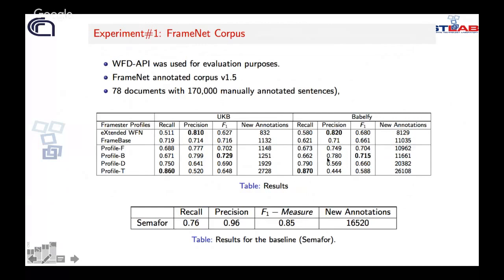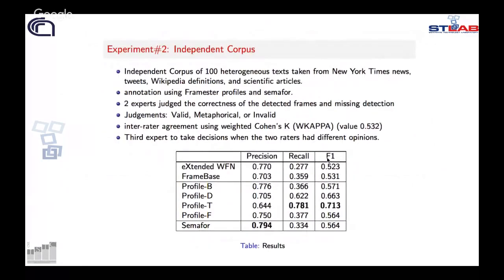So for this reason we decided to also test on another independent corpus. In this case, as you can see, we don't beat Semafor in terms of precision, but the recall is certainly much higher. So in terms of F-score, Framester definitely outperforms the other tools.